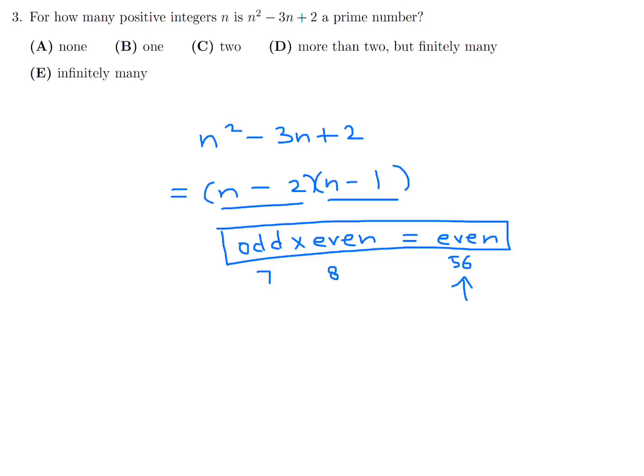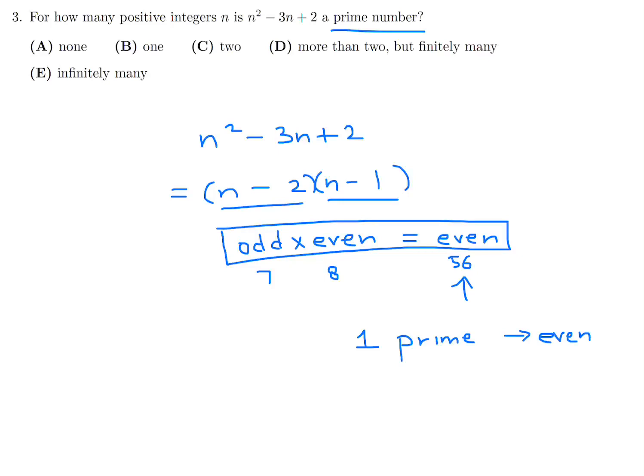But they want the result to be a prime number. And all prime numbers are odd. Correct? Yes or no? All prime numbers are odd. Is that statement correct? It's sort of correct. The answer is no, because there's one prime number that is even.